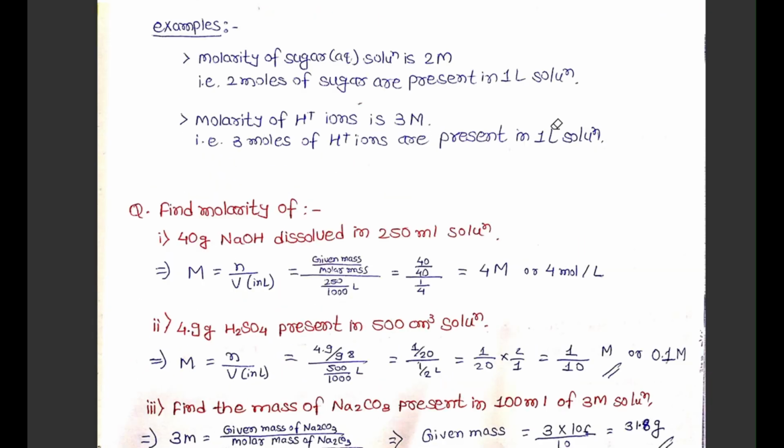There is an example of molarity. So molarity of sugar solution is 2 capital M. That is 2 moles of sugar are present in 1 liter solution, and the molarity of H plus ion is 3 capital M. It means that 3 moles of H plus ion are present in 1 liter of solution. It must be remembered that molarity is given in terms of moles upon the volume in liter.